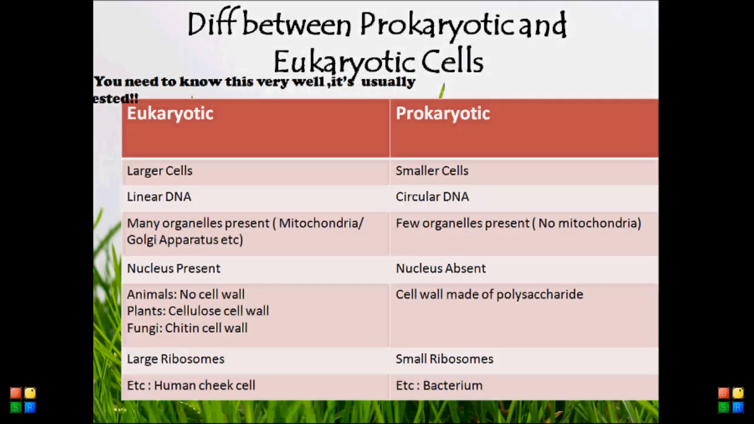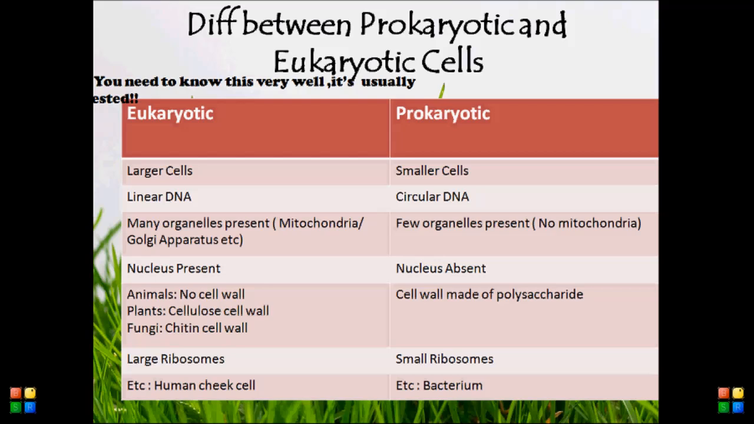So these are the differences between a prokaryotic and a eukaryotic cell, and you need to know this very well because it's usually tested in the exams. Okay, so the eukaryotic cell is a larger cell, and the DNA is linear. It has many organelles present, such as mitochondria or Golgi apparatus, and the nucleus is present.